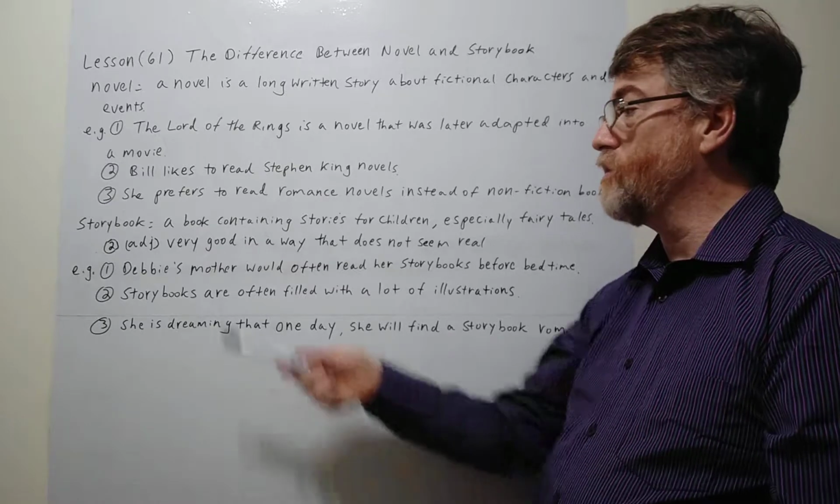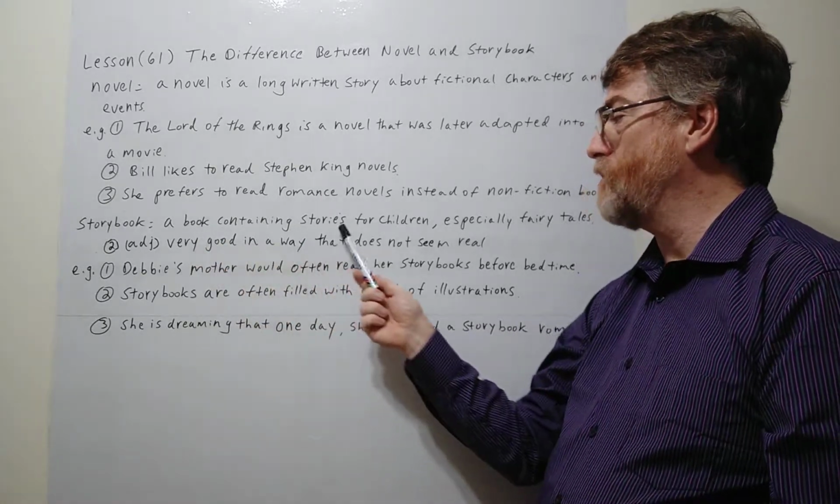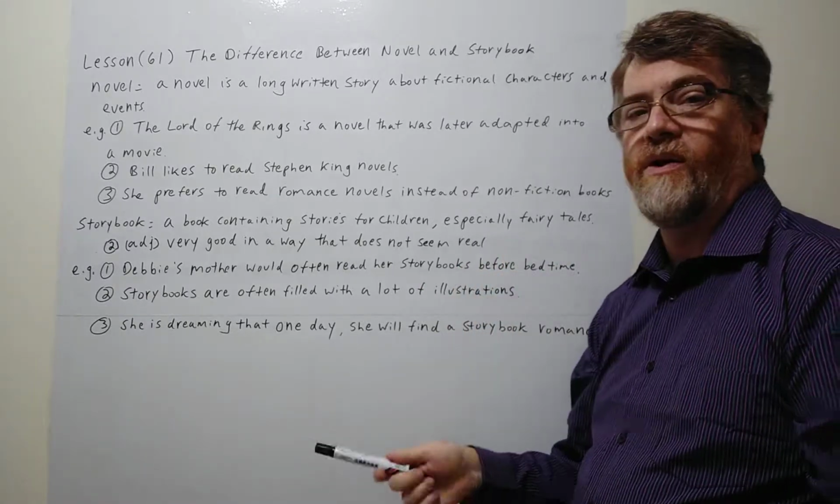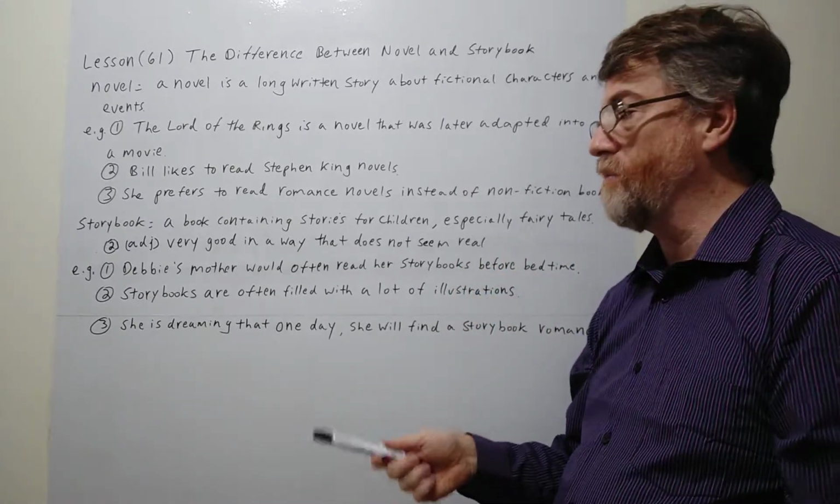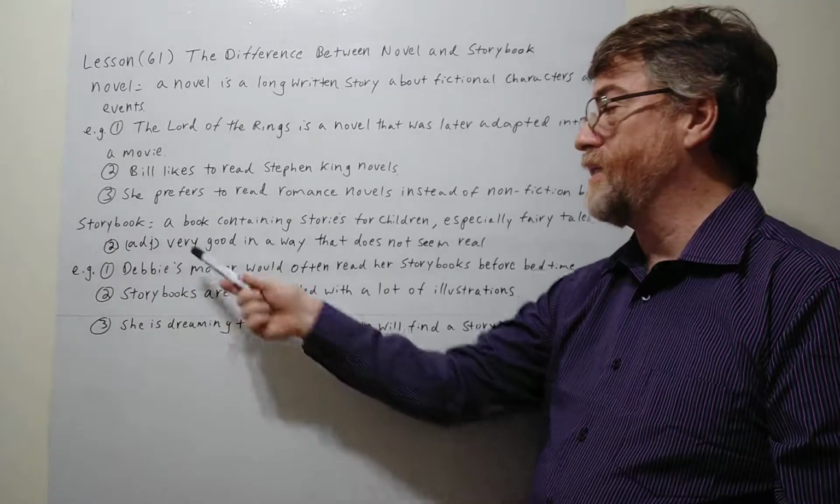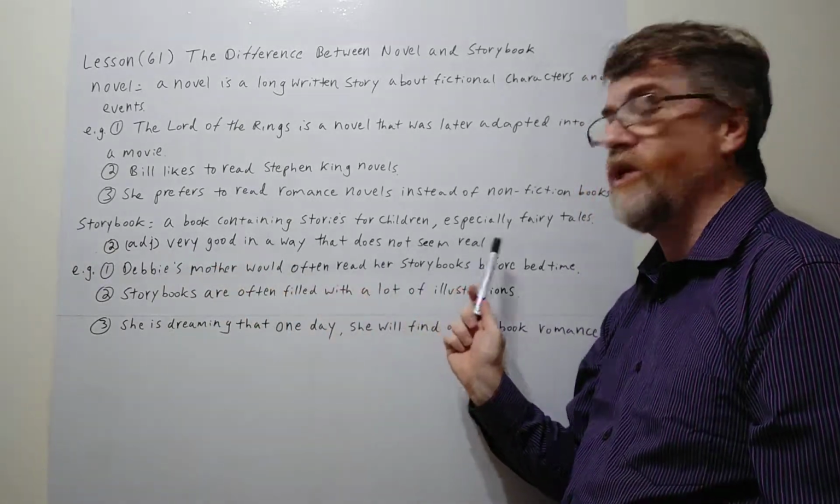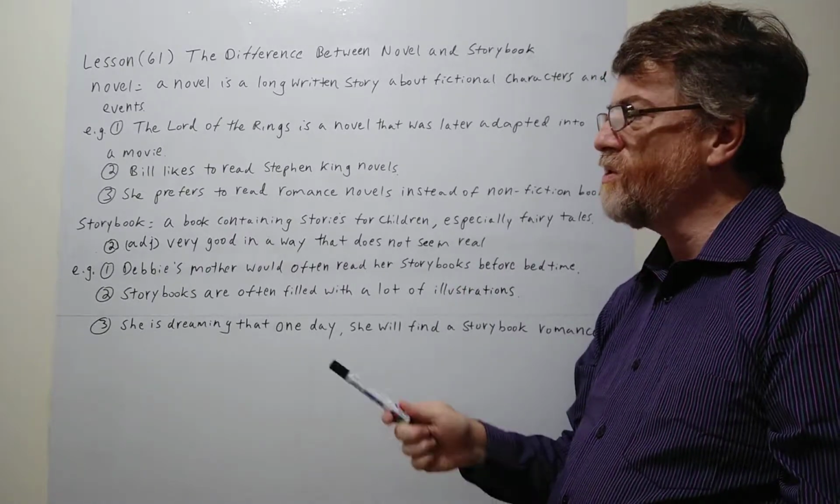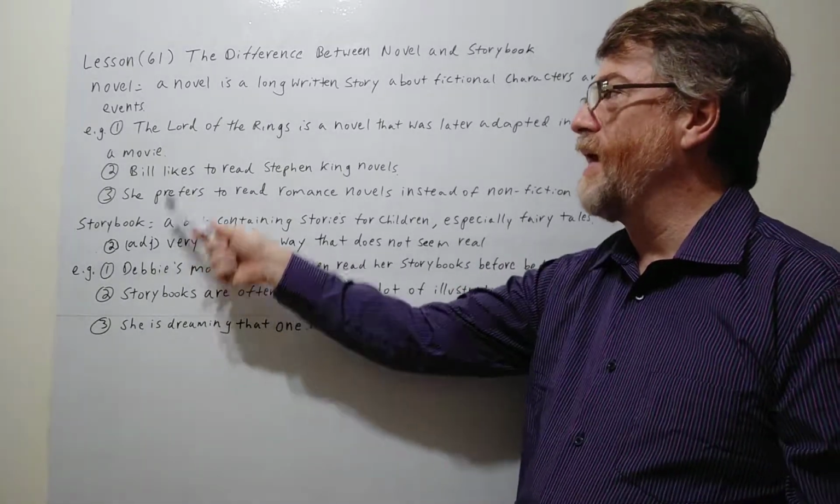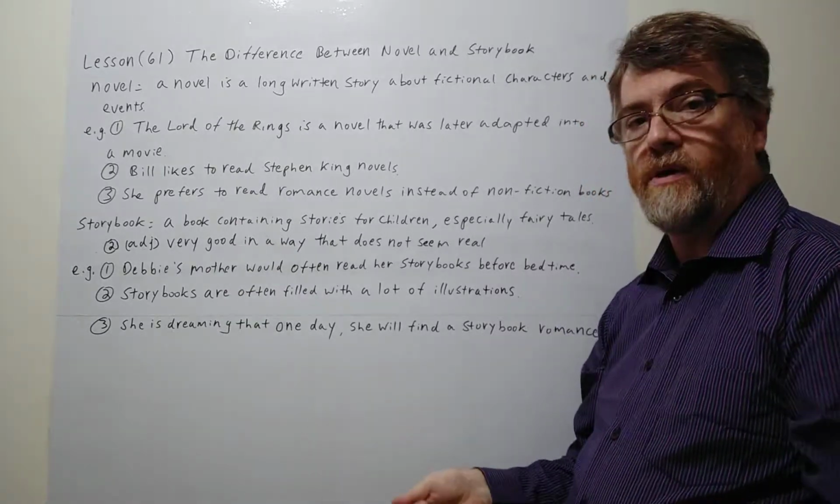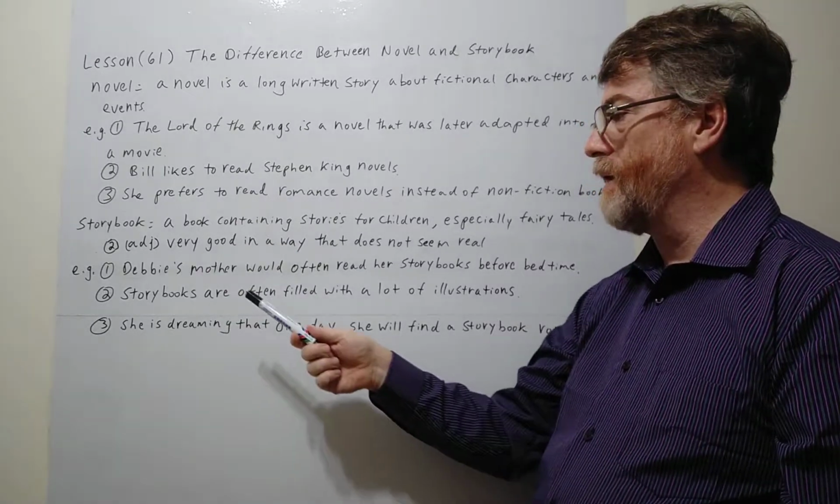Okay, let's look at storybook. A book containing stories for children, especially fairy tales. Along this line, this is what we mean by a storybook. We do have a second meaning that's an adjective, meaning very good in a way that does not seem real. But the two that are similar is really the noun and the noun, novel and storybook. But again, let's take a look at the examples.